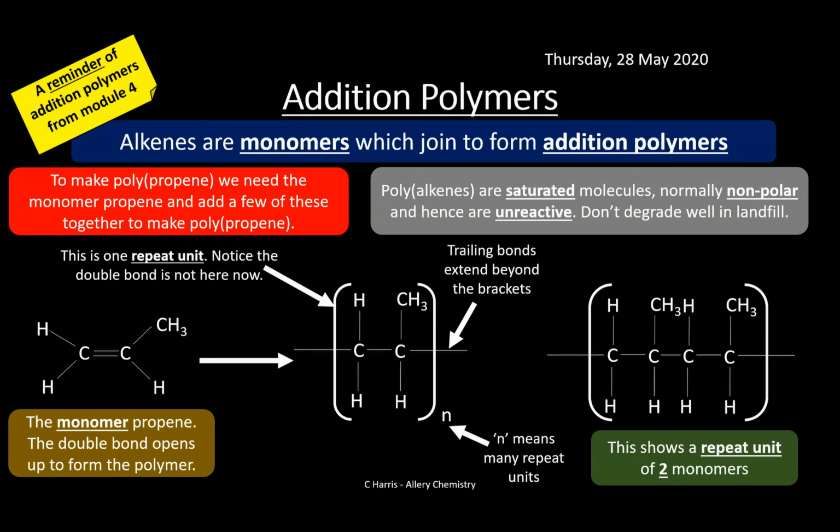Saturated means, just before we move on to the condensation polymers, that they have no double bonds in them, so they're saturated with hydrogens, as you can see there. Something that's unsaturated will have double bonds in there. Okay, so saturated is commenting on the hydrogens in the chain. In other words, there's no double bonds in there.